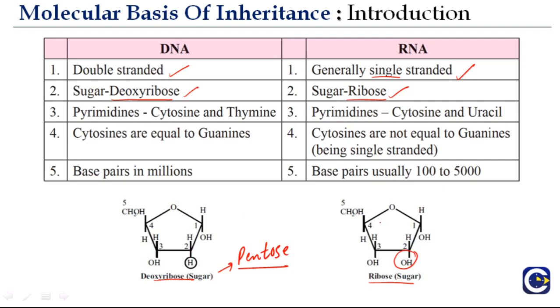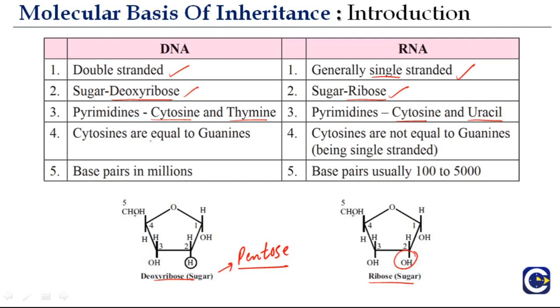You do not need to know the structures, but you must know that at the second position it is just hydrogen in deoxyribose. It is very simple because the name is deoxyribose, without oxygen here. And in ribose there is oxygen. In DNA the pyrimidines are cytosine and thymine. In RNA they are cytosine and uracil. As I previously said, DNA contains cytosine and thymine, and RNA has uracil instead of thymine.